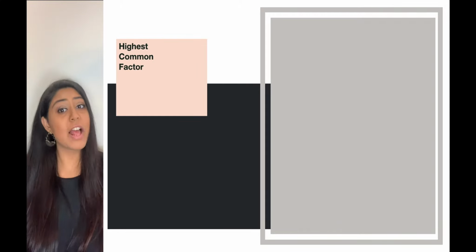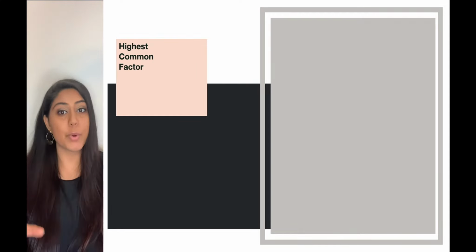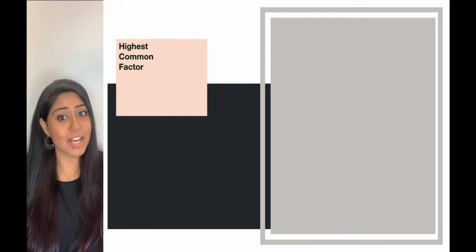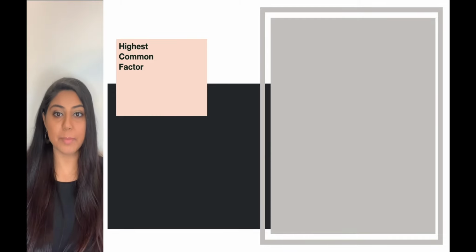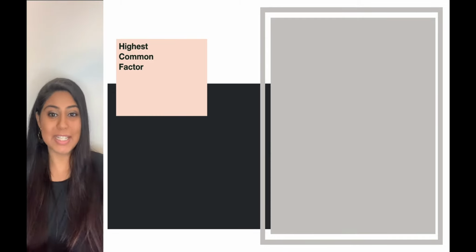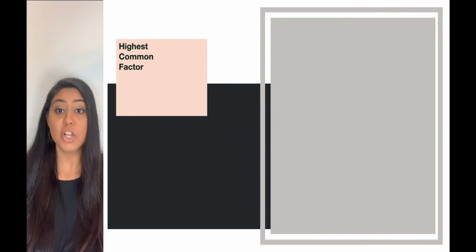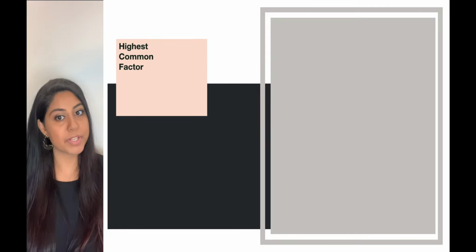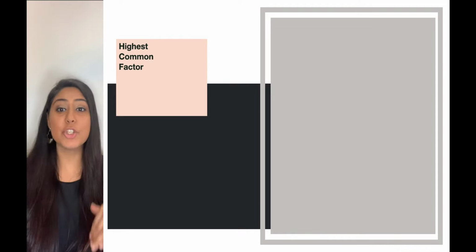Amazing. Like flour and sugar are ingredients that go into a cannoli, a factor is a number that goes into another number. So for example, 2 goes into 6, so 2 is a factor of 6. So when we're looking at the highest common factor of two numbers, we're looking at the biggest factor that goes into both of these numbers.